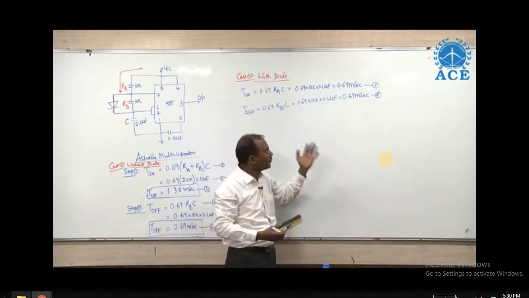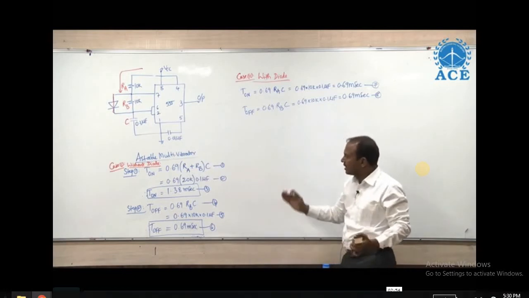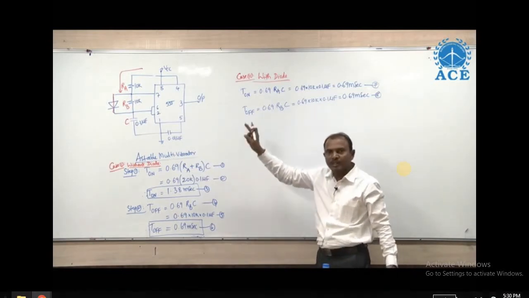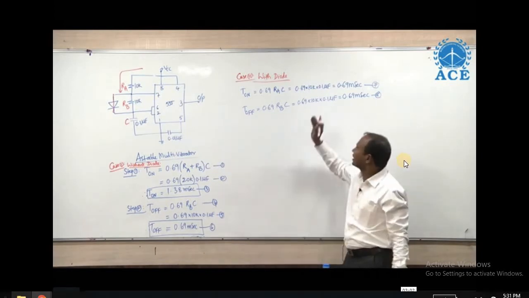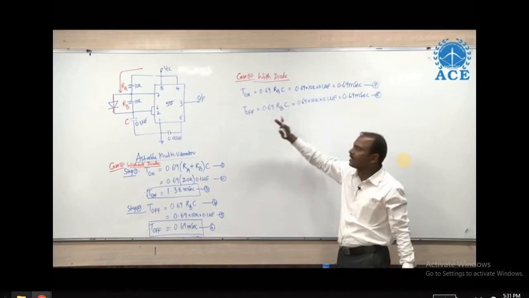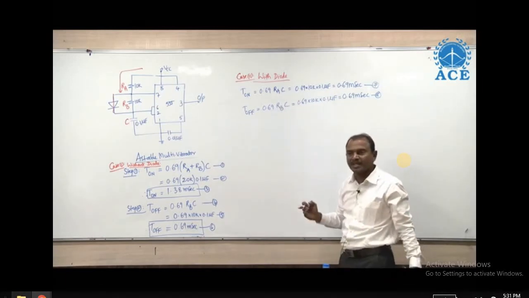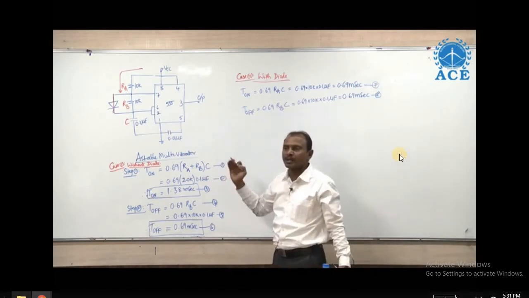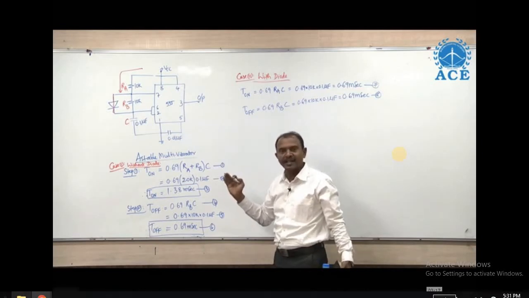Now, if you compare case 1 and case 2, the duration of the positive half cycle of the output without the diode is 1.38 milliseconds, and the duration of the positive half cycle in the same circuit with the diode is 0.69 milliseconds. That means the diode in the circuit will reduce the duration of the positive half cycle. That means option D is correct.